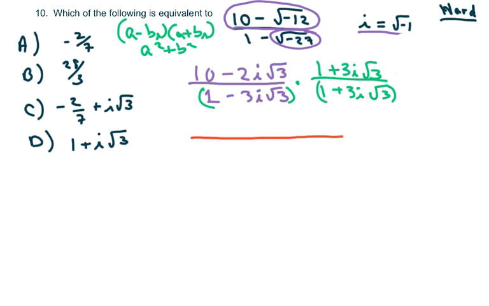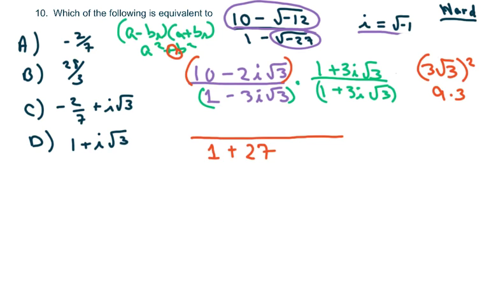So my a is 1, so 1 squared is just 1, and then we're going to have a plus, and my b is, we can take away the i, so my b is just 3 square root of 3, and I have to square it. So that's going to give you 9 times 3, which is 27. So basically my denominator is going to be 28. Now the numerator is the hard part, so let's go ahead and take care of that.